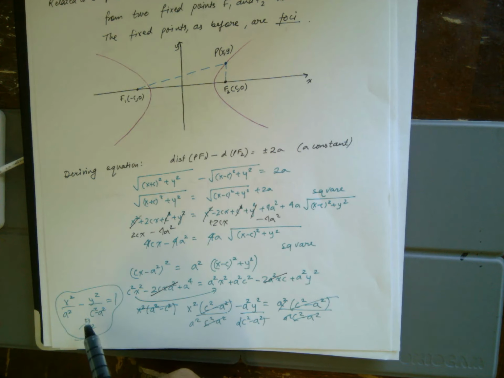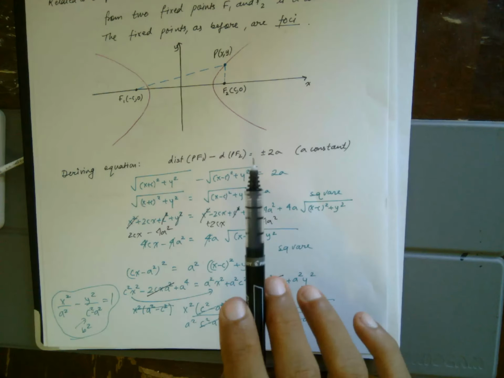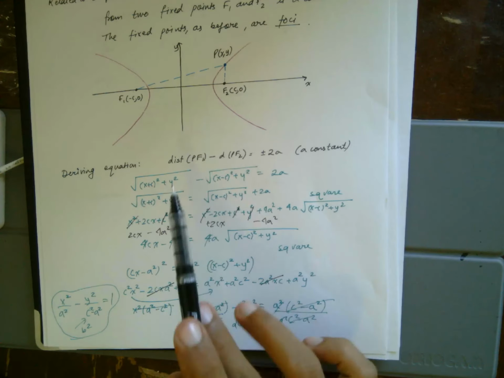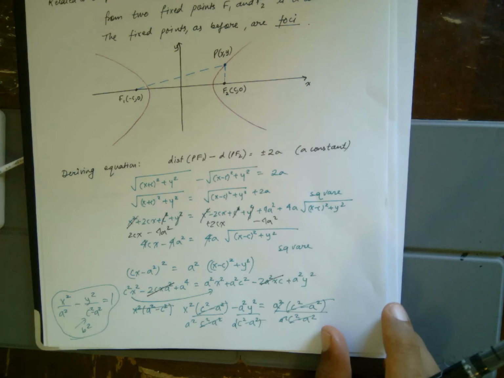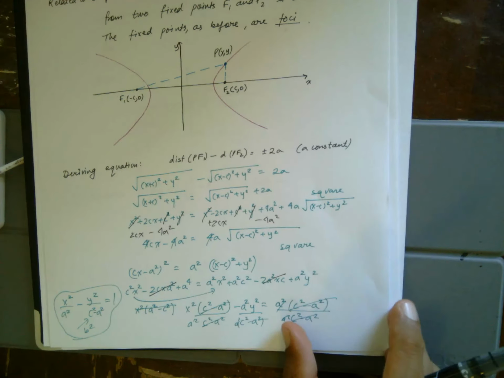So instead of a plus, you get a minus. That's why it's related to the ellipse, because just from the definition, instead of the sum being constant, it's the difference that is constant in this case.